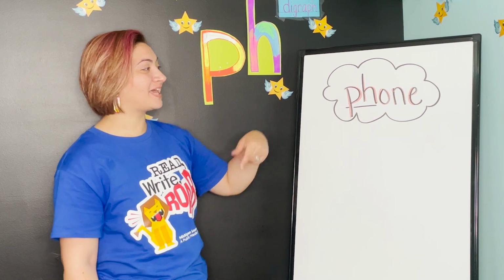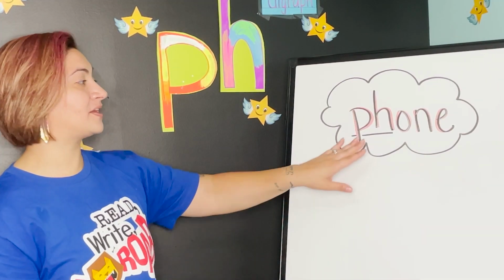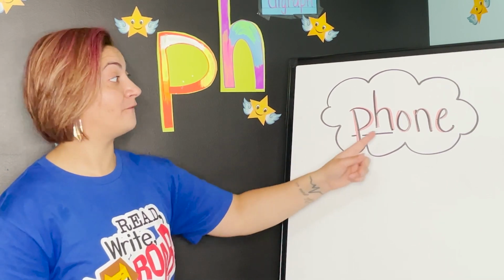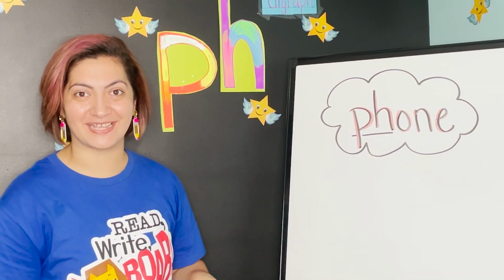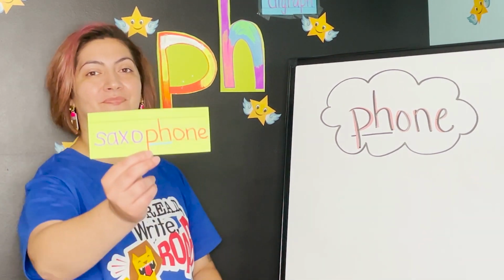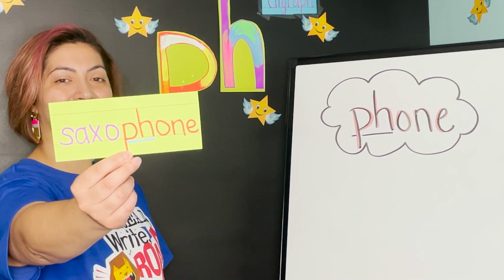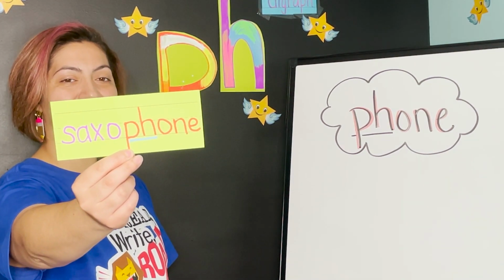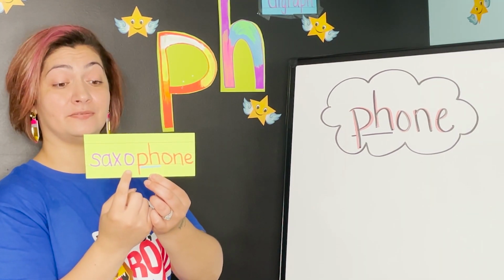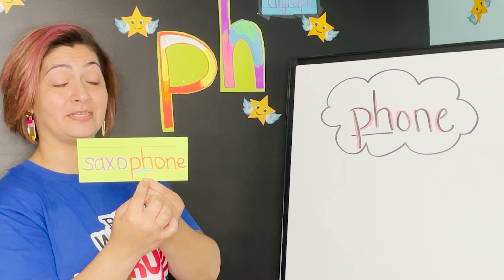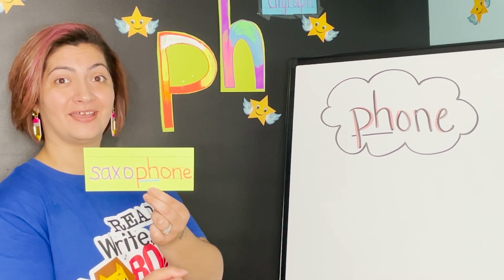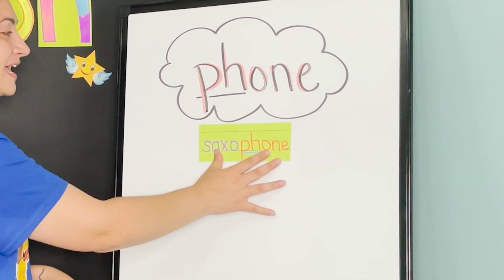Great job. Scholars, we're going to read some more words that have the letter PH in them. Not only do they have the letter PH in them, they also have the word phone inside of them. Let's take a look. Here's our first word, scholars. Do you know what that word is? We have a sax, the O's making an F sound, sax, phone. A saxophone.